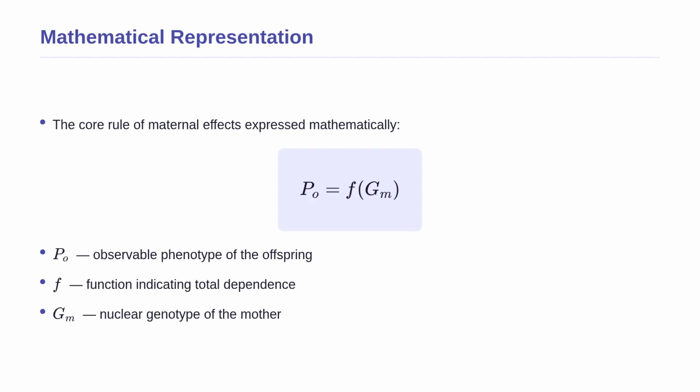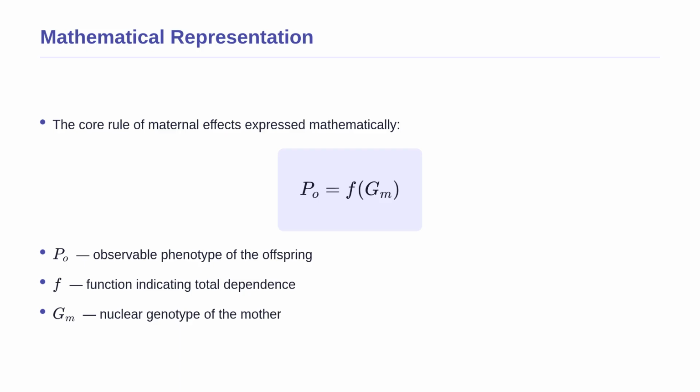Having seen the biological importance, let us translate this concept into a mathematical representation. The formula is PO equals f of GM. Conceptually, this equation perfectly encapsulates the core rule of maternal effects. The variable PO represents the observable phenotype of the offspring. The function f indicates that this phenotype is entirely dependent on the input variable, which is GM, representing the nuclear genotype of the mother.